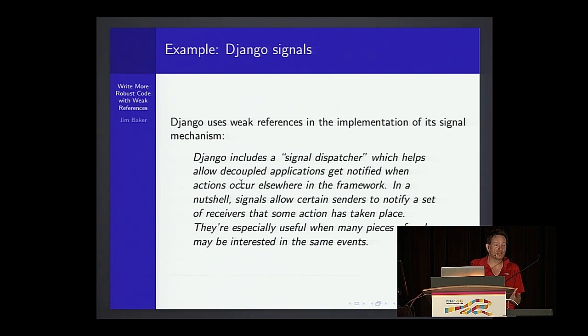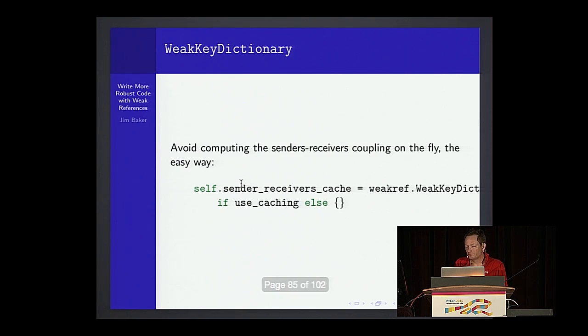So let's look at one example, Django signals. Django includes this signal dispatcher. It allows for decoupled applications to get notified when actions occur elsewhere in the framework. This is exactly the sort of thing where you don't necessarily know in advance who's talking to you. The reality, it looks like I got a little bit cut off here, is that it's really just a couple lines to do this setup.